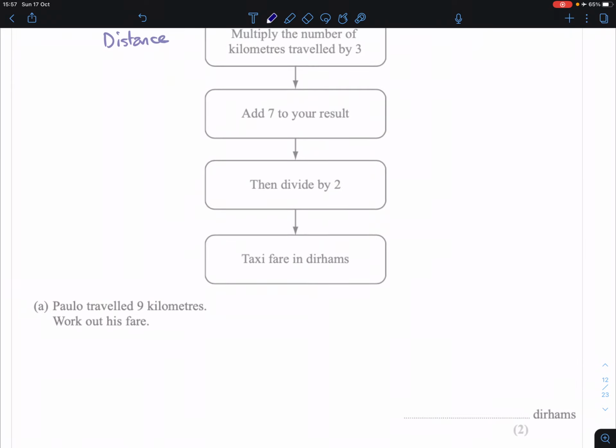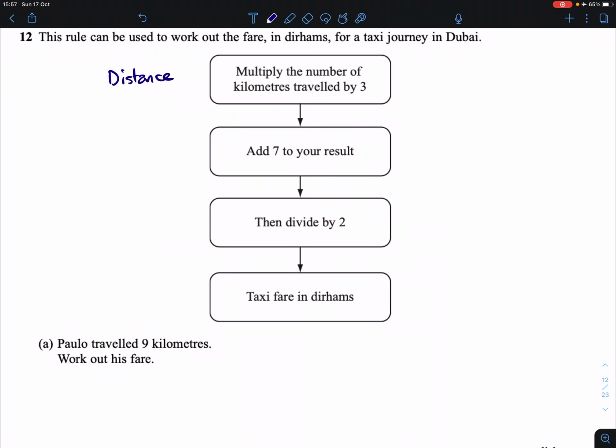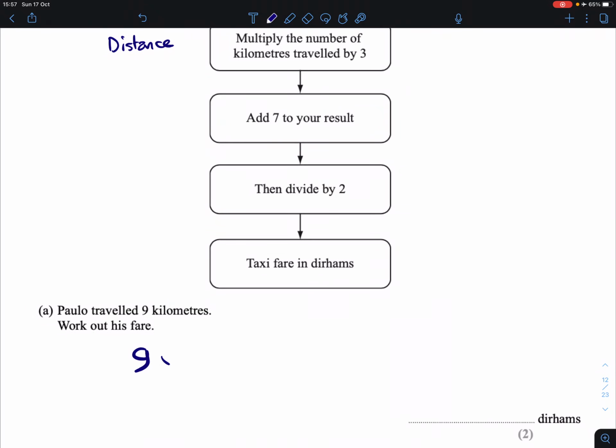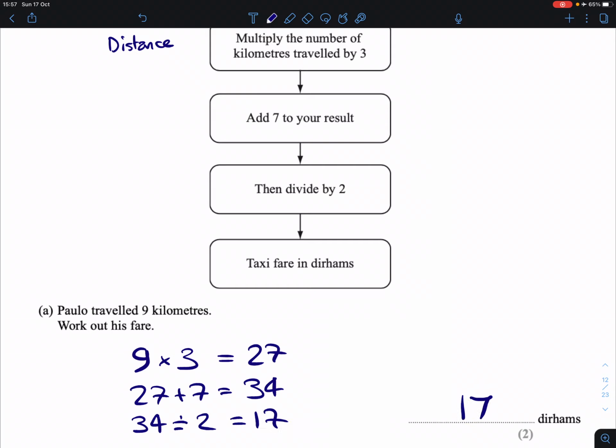So for the first part, Paolo travelled 9 kilometres. That 9 kilometres is going to be multiplied by 3, giving us 27. We're then going to add 7 to the result, giving us 34. And then we're going to divide 34 by 2, giving us 17. So 17 dirhams for that first part.